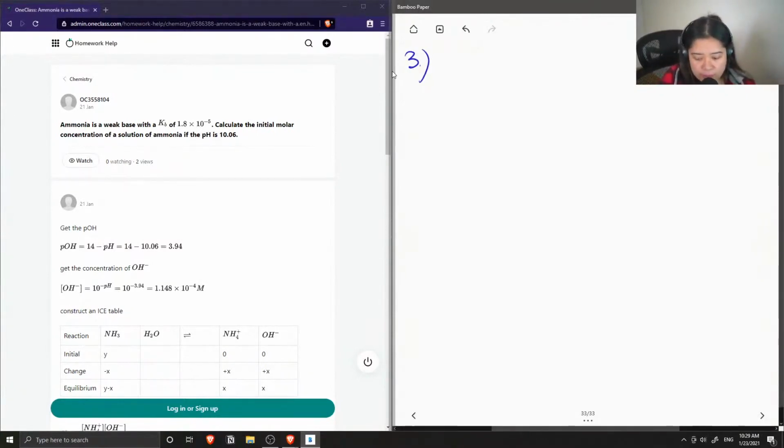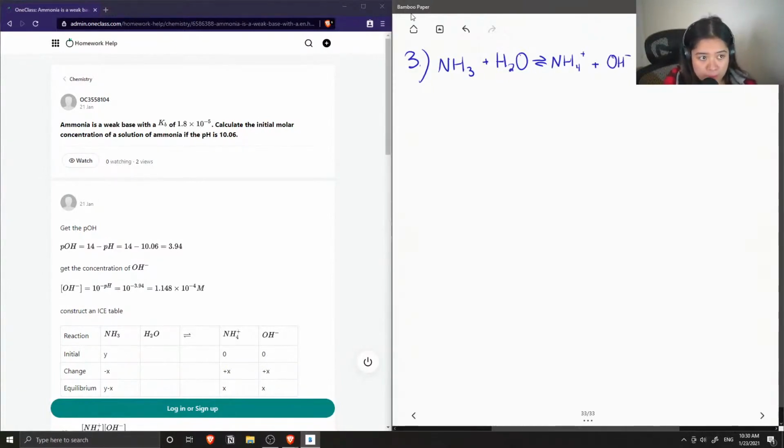Okay, so first let's write out the reaction between ammonia and water. So the ammonia is a base, so it will accept one of the protons from water and become NH4+, which is the ammonium ion. And then our water just lost a proton, so now it becomes OH-.